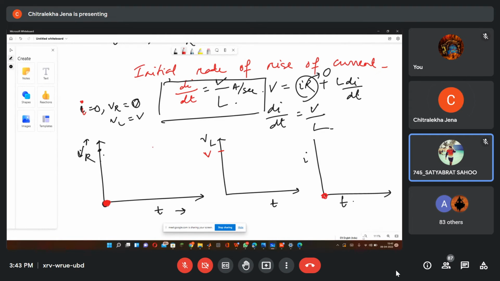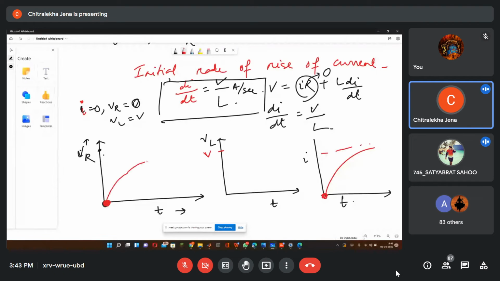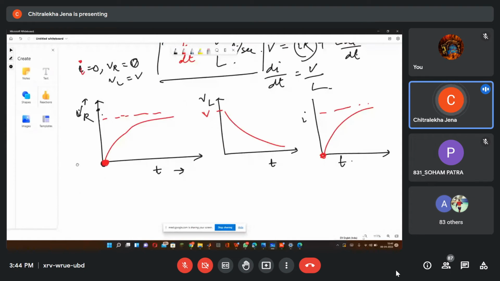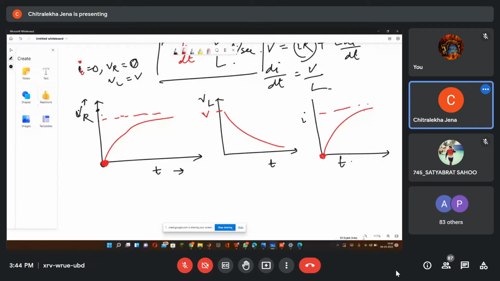Now the condition at t equal to infinity. What is there at t equal to infinity? Current is maximum. Current becomes maximum. Voltage across the resistor is also maximum. What is the voltage across the inductor? Inductor voltage will be 0. Is it understood? Yes, ma'am. All of you understood the graph? Clear to all of you? Don't feel shy about asking.